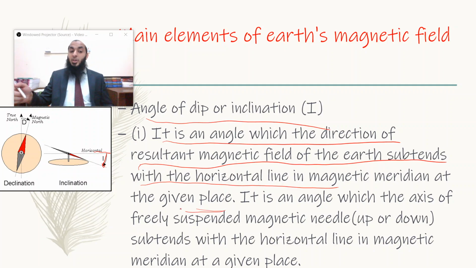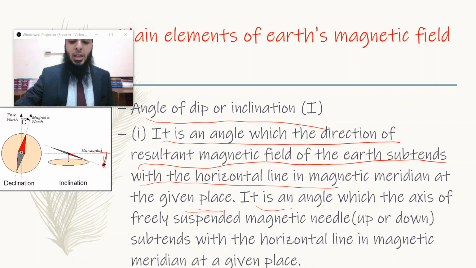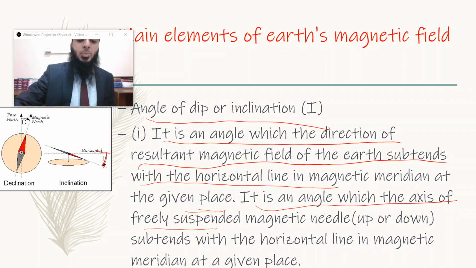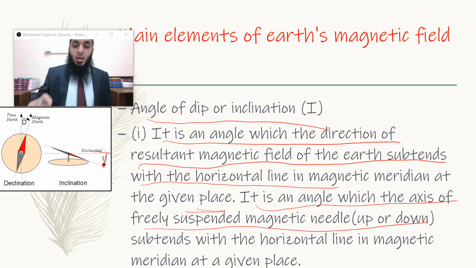I will show you another figure, just like I showed you that the angle of declination varies from place to place. I will show you that the angle of inclination or angle of dip also varies from place to place. It is an angle which the axis of a freely suspended magnetic needle makes, pointing up or down. It depends on which hemisphere we are in. It subtends with the horizontal line in a magnetic meridian at a given place.